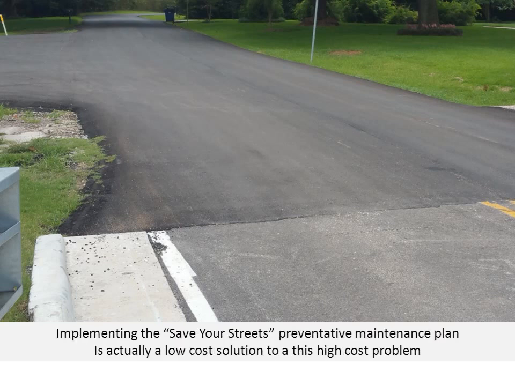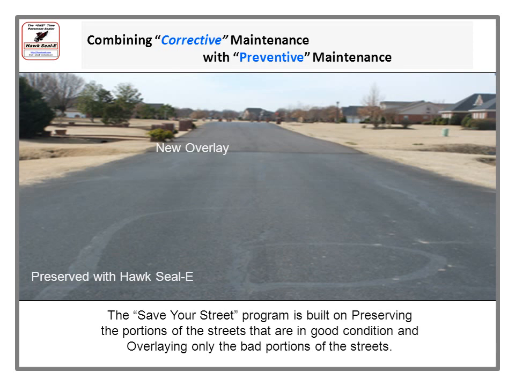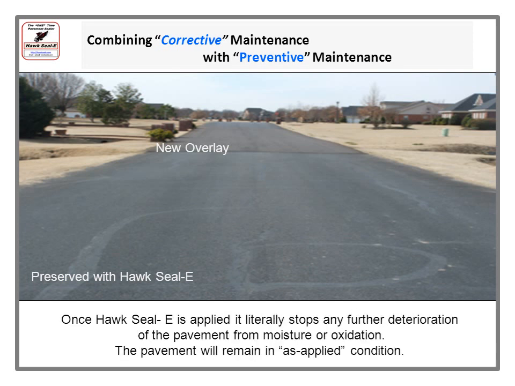Implementing the Save Your Streets preventive maintenance plan is actually a low-cost solution to this high-cost problem. Seldom does the entire highway or street need to be overlaid. Overlaying the damaged sections and applying preservative to the good sections reduces overall costs substantially. The Save Your Streets program is built on preserving the portions of the streets that are in good condition and overlaying only the bad portions of the street.